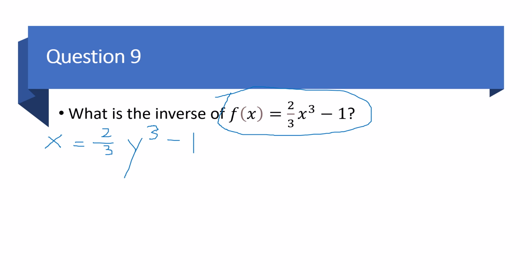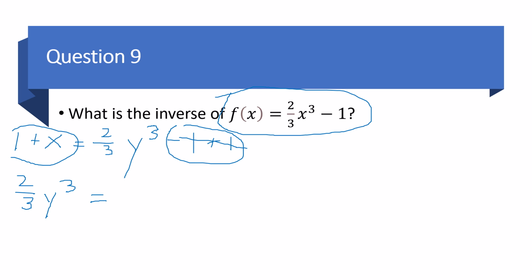All right, now the next step is to solve for y. So we're going to add 1 to both sides. Let me just go ahead and flip these sides. So we have 2/3 y to the 3rd on the right-hand side, which I'm going to flip over to the left-hand side, and that negative 1 plus 1 is 0. So we're just left with 2/3 y to the 3rd. And then I'm going to put this over on the right-hand side and write it as x plus 1.